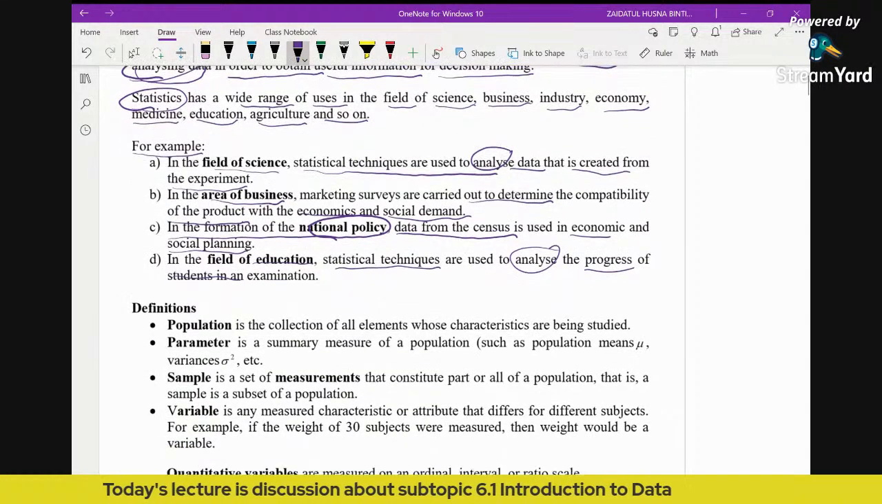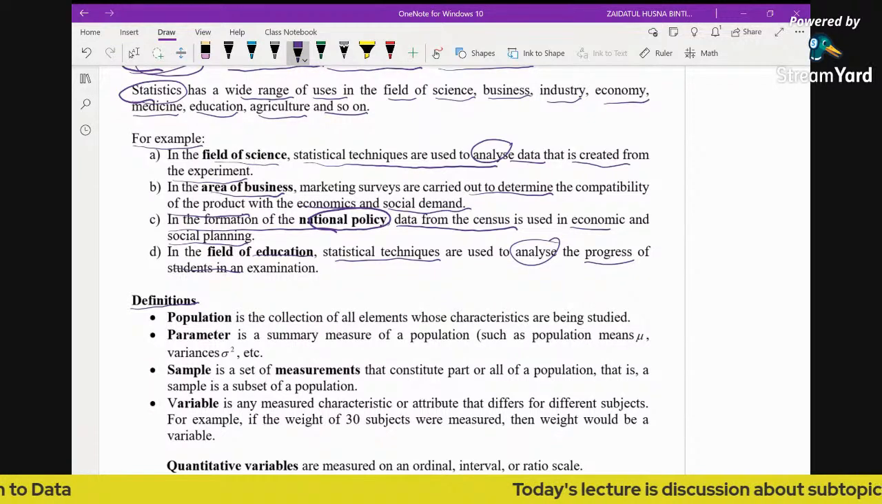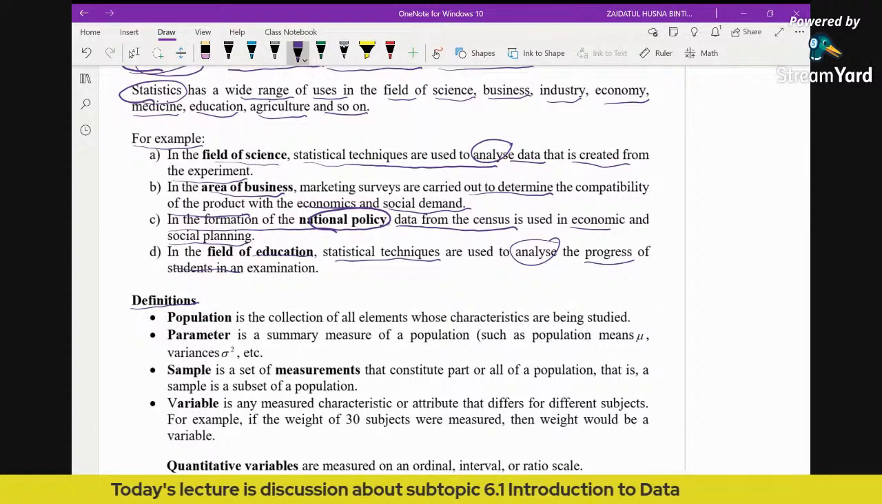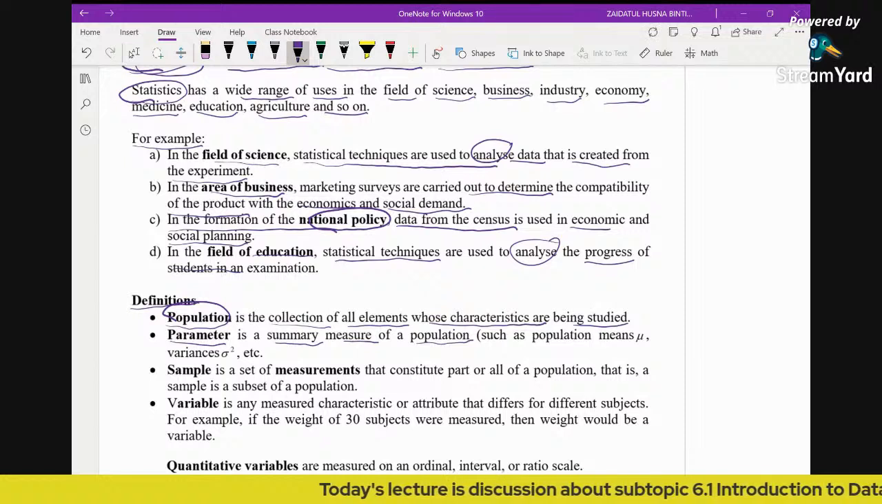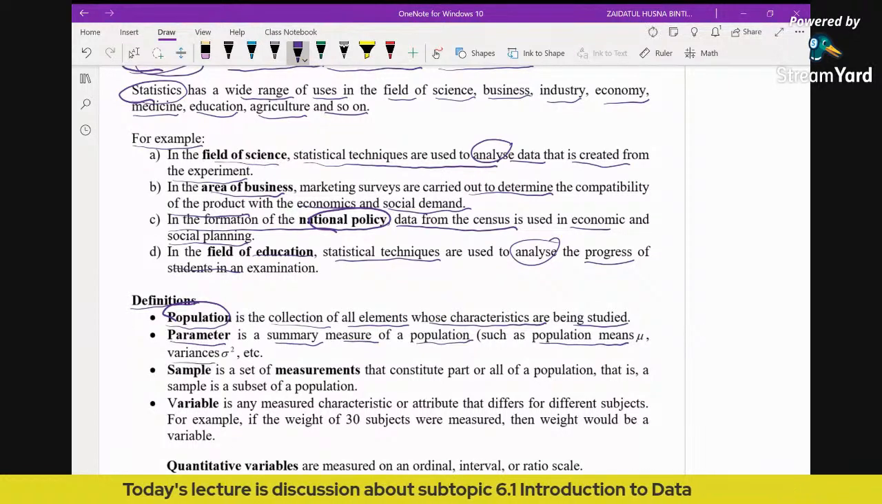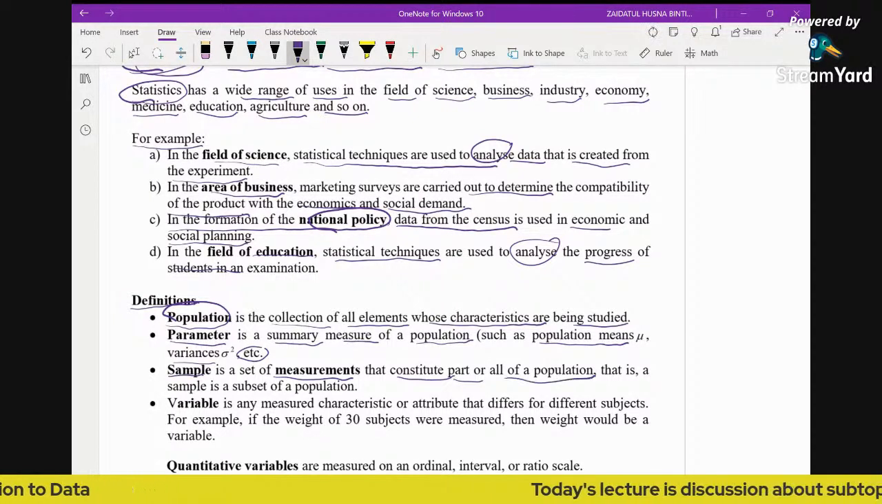And we know that there are some definitions, but you won't be tested in the exam on the definitions. But we just discuss them so that you understand the terms that we use throughout the discussion. So for example, population. Population is the collection of all elements whose characteristics are being studied, while a parameter is a summary measure of a population, such as population means, variances, etc. And then a sample is a set of measurements that constitute part or all of a population. That is, a sample is a subset of a population.